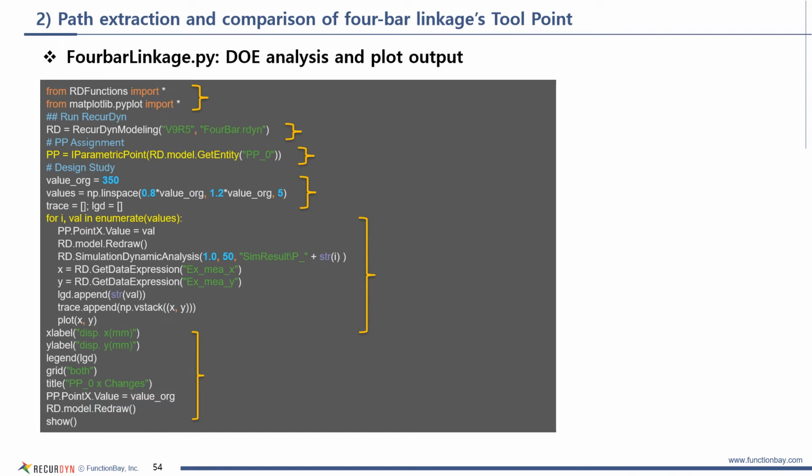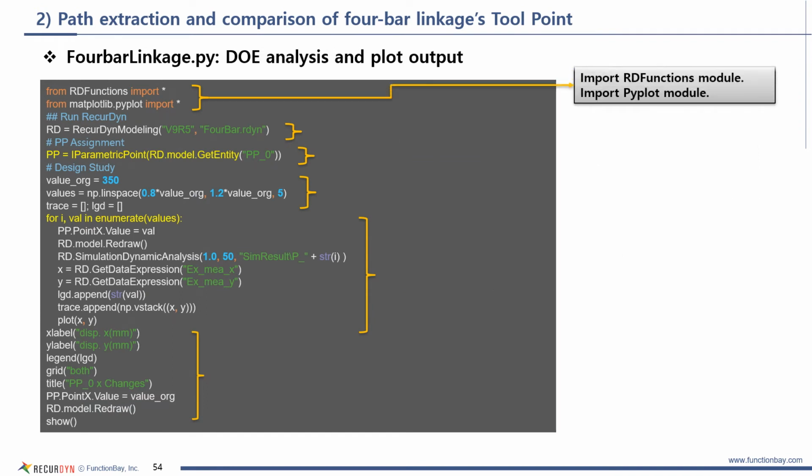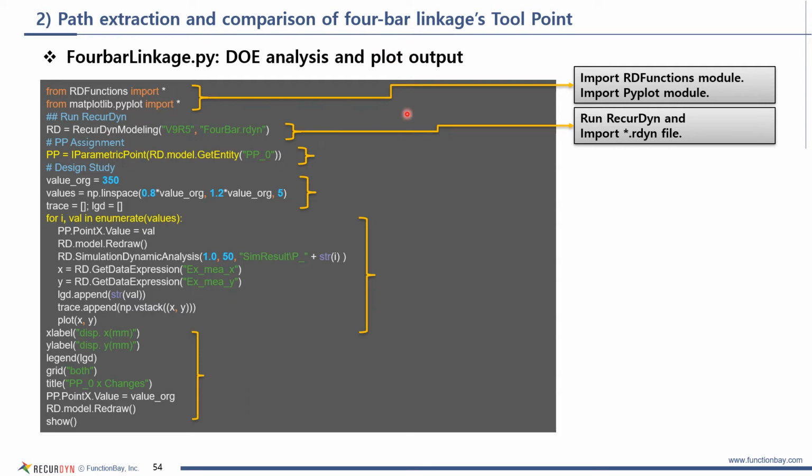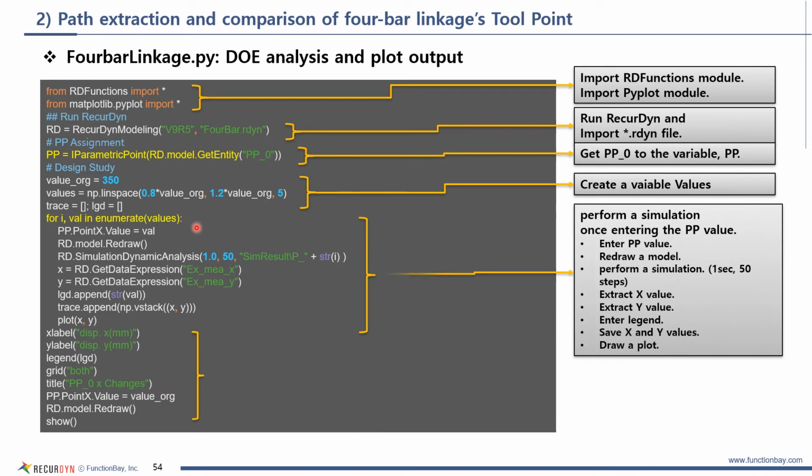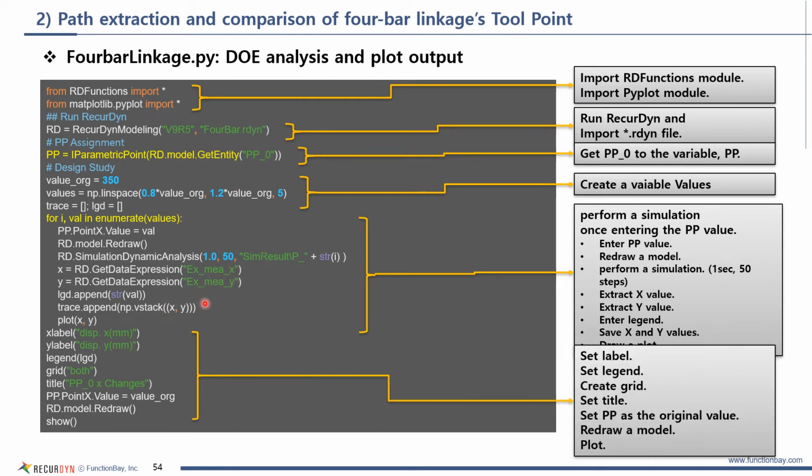This is the code to perform the parametric study of the 4-bar linkage model. First, import the related modules. After that, execute RecurDyn and open 4-bar RDYM file. Get pp0 to the variable pp, and change the coordinates of pp using the for statement, and repeat the simulation process. In this process, extract the results of expression predefined in the model such as exmeax, exmeay. Finally, draw a plot using matplotlib, the Python plot module.